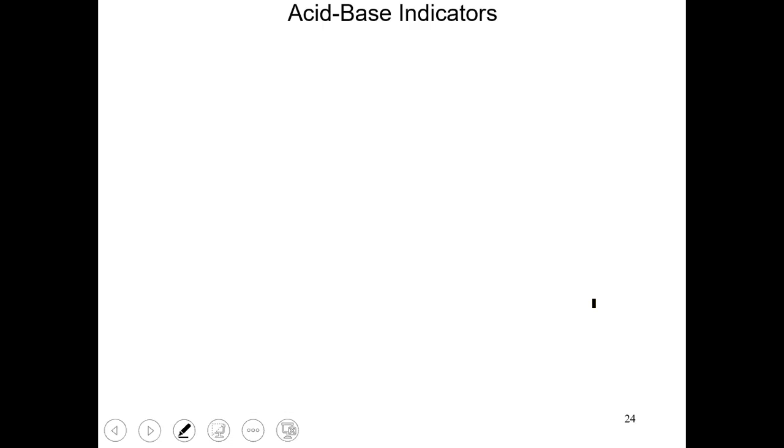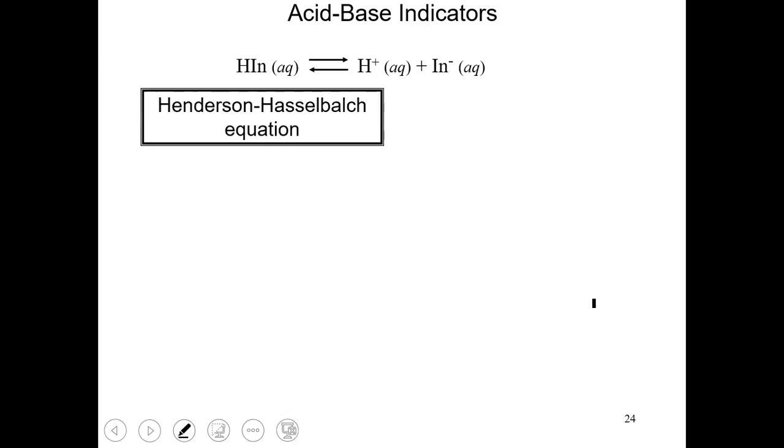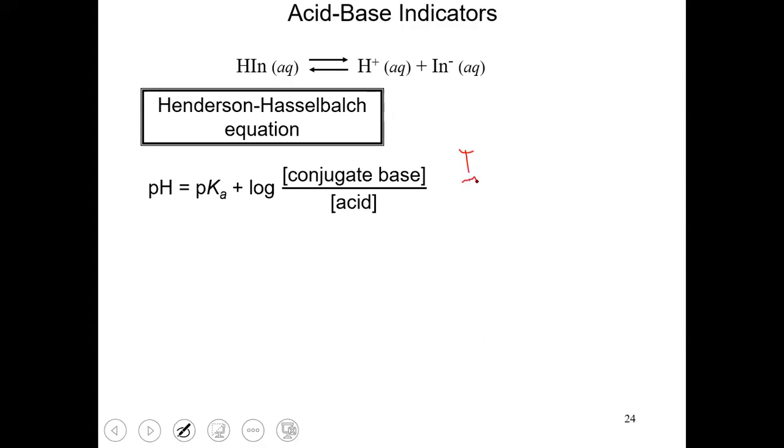So essentially what we're saying is that the indicator itself is a weak acid. If we represent it as HIN, you can see it's going to be in an equilibrium where it produces hydrogen ions and then its conjugate base, right? So let's say that we apply the Henderson-Hasselbalch equation to this equilibrium. We would say that the pH would be the pK plus the log of the base over the acid. In this case, the so-called conjugate base would be IN- and the acid would be HIN.